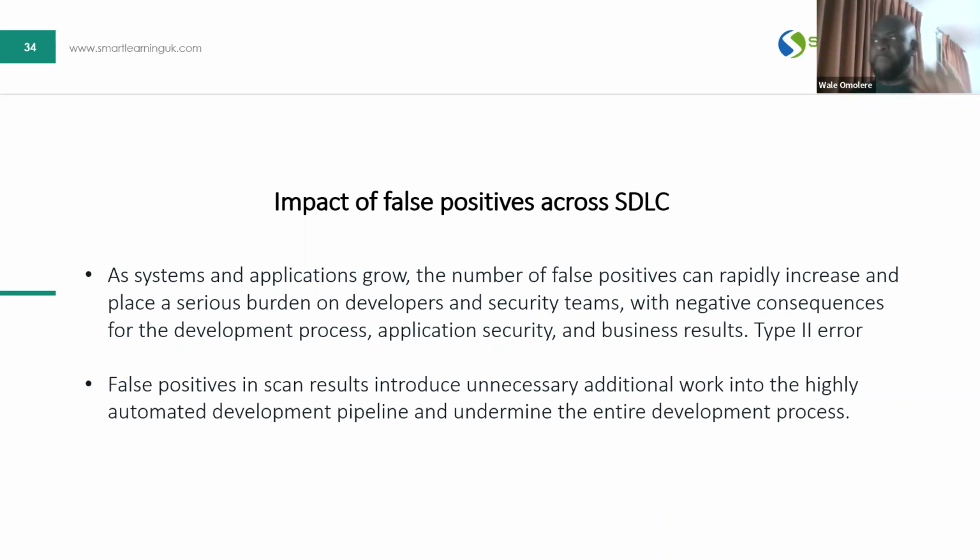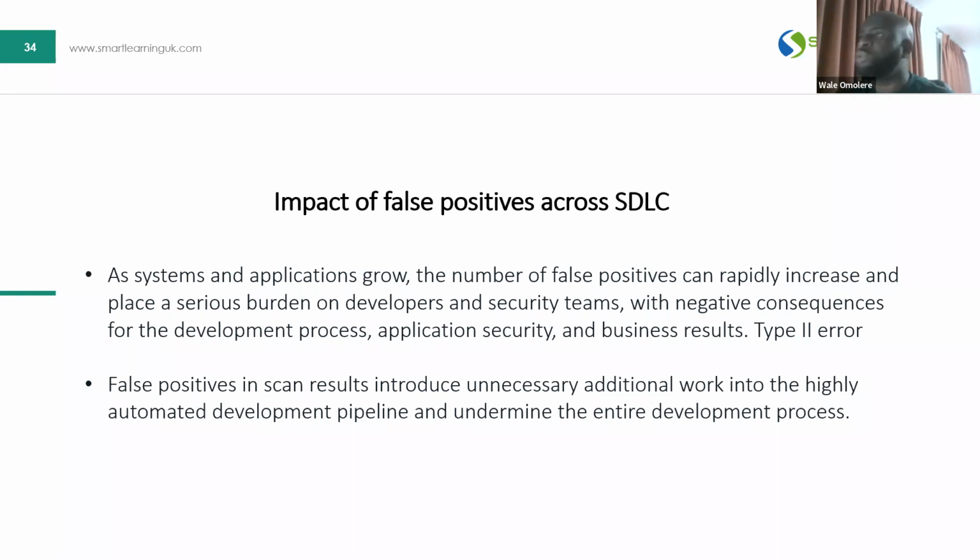But let me now take you back to false positives. We know what a false positive is, but now we're talking about it as it relates to the software development lifecycle. As systems and applications grow, the number of false positives can rapidly increase and place a serious burden on developers and the security team. Developers are the people that develop the application, with negative consequences for the development process, application security, and business. And this could result in type 1 and type 2 errors.